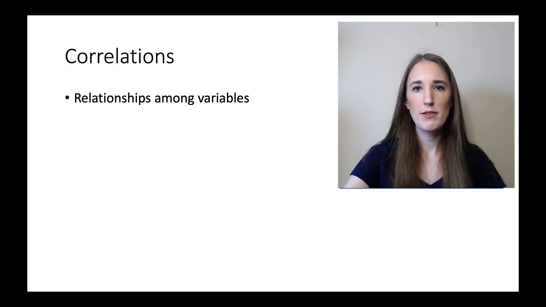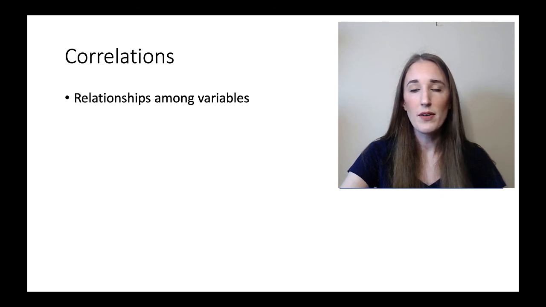The last type of descriptive statistic that I'm going to talk about in this video are correlations. Correlations tell us the relationships among our variables, and we may calculate a correlation matrix or a correlation table to tell us how our variables are related to one another. And that concludes this video of common descriptive statistics.